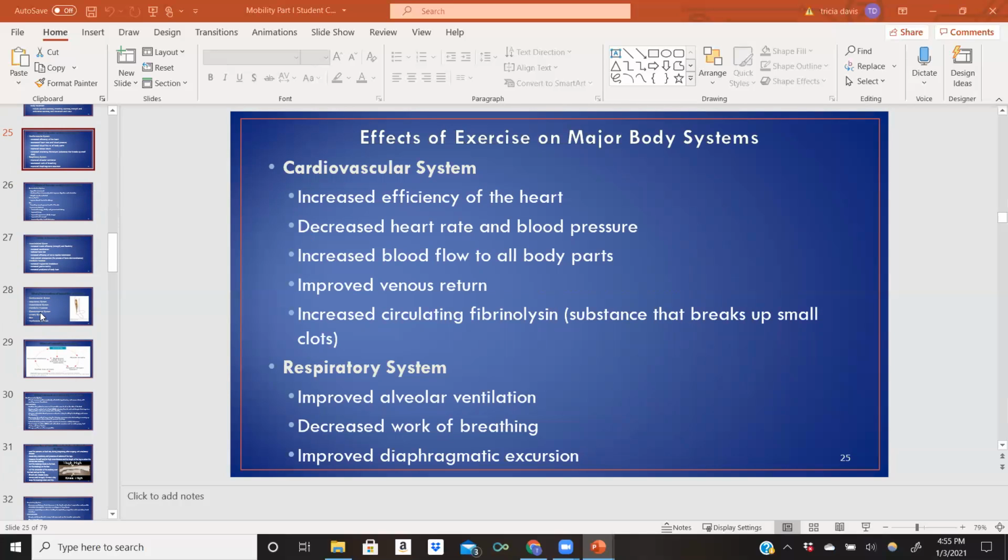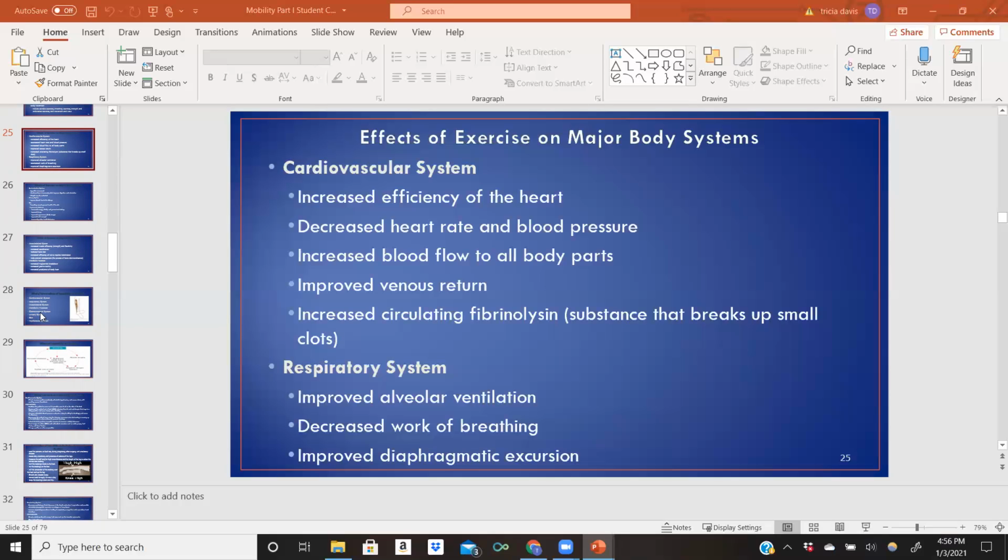It increases blood flow to all of our body parts. We have improved venous return, which means that blood that's being pumped out of the left side of our heart and going through our body is coming back up to the right side of our heart for reoxygenation. We're getting a great venous return. And then we have increased circulating fibrinogen, which is a substance that breaks up small clots. So you're not going to develop blood clots.